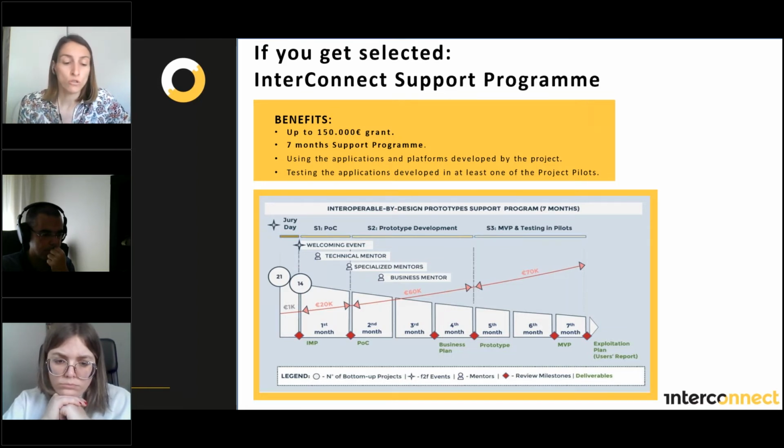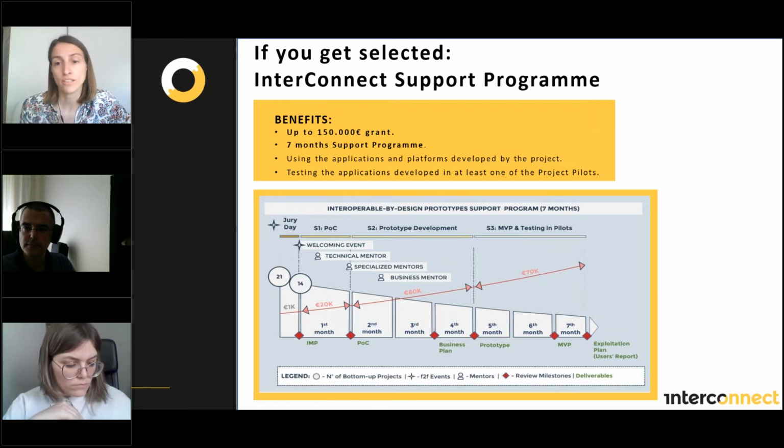There will be also business mentoring to ensure the proper implementation and successful integration of all these applications.